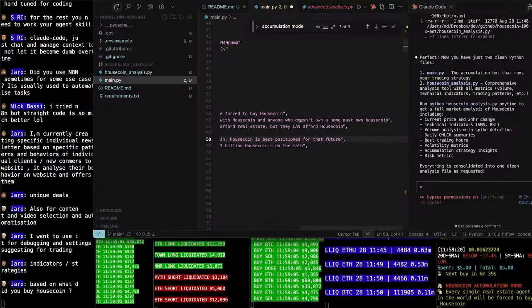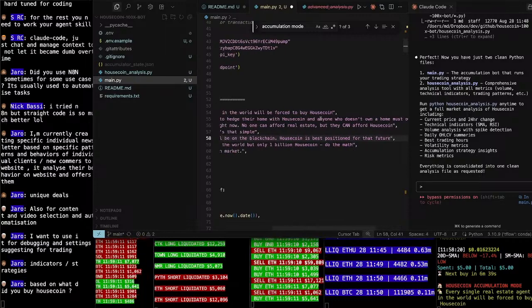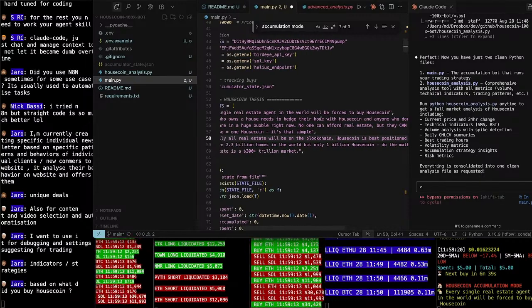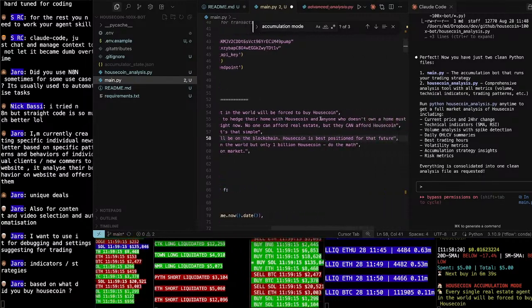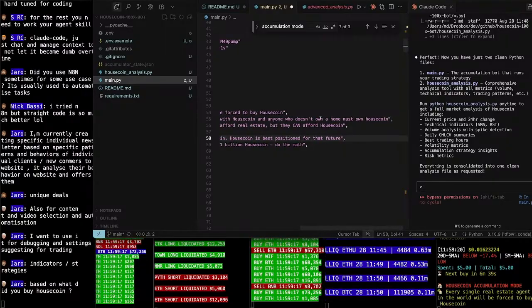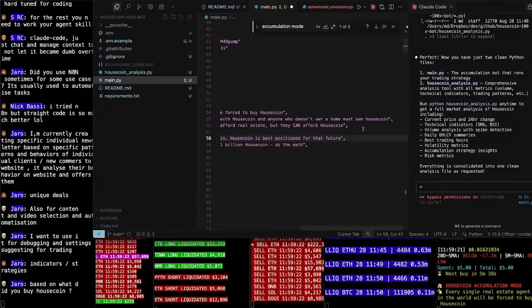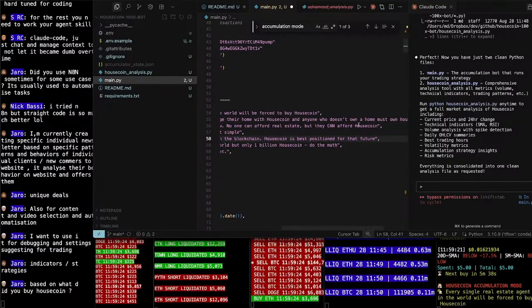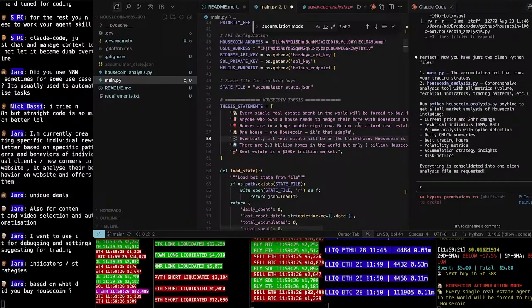Because in the small chance that it does become the technology or the meme coin of real estate, I feel like I own too much equity. But that's kind of autistic of me because I know everybody wants to own a home. Anyways, anyone who doesn't own a home must own Housecoin.